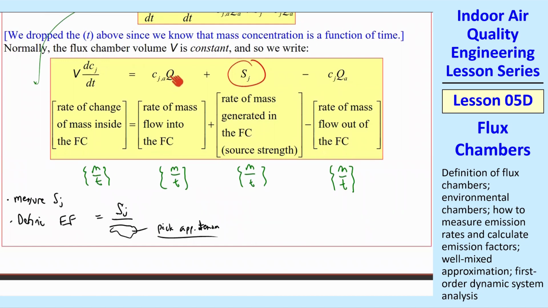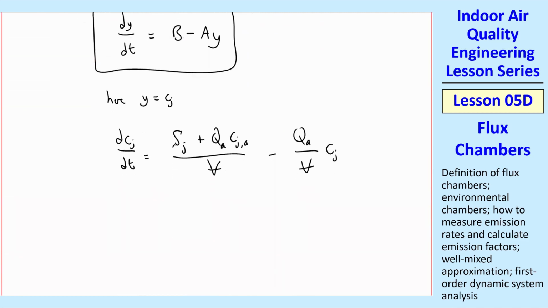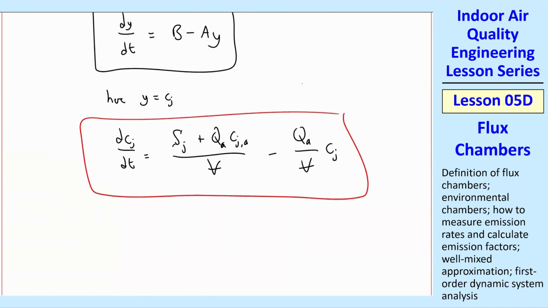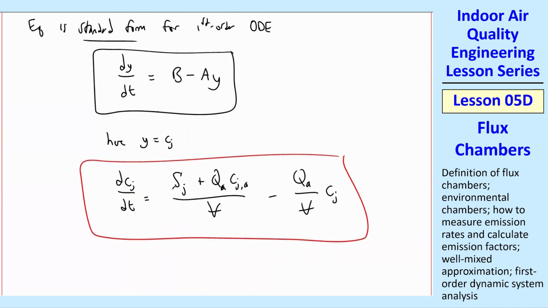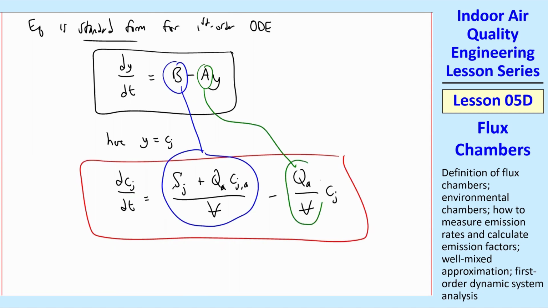These two terms do not have a C_J in them: C_J,A, that's just a constant, Q_A, and then the S_J. This one has a C_J in it, so I just group those and divide by volume, and I get this form of the equation. And from comparing to this, I'll use color coding here. The b then is equal to this grouping, and the a is equal to this grouping. The negative sign's already included in the a, so make sure you don't get that negative sign mixed up.